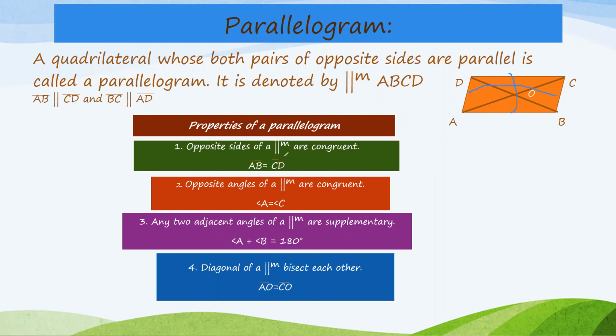Okay. Number 2, opposite angles of parallelogram are congruent. Okay. Opposite angle means angle A and angle C are congruent, right? Then angle B and angle D are congruent, right? Opposite sides are congruent and opposite angles are congruent. Now, any two adjacent angles of parallelogram are supplementary. Okay.